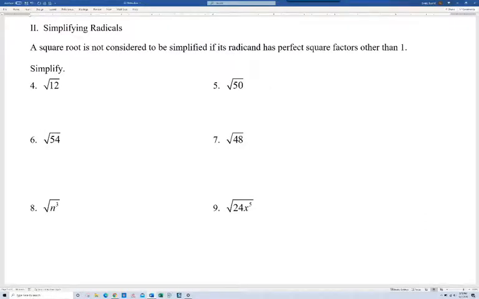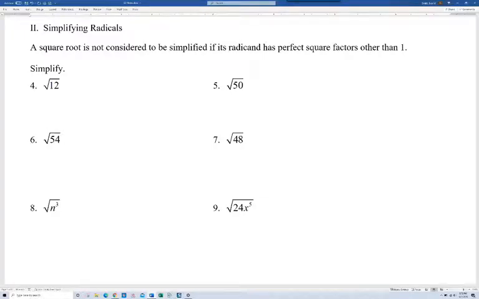So let's talk about simplifying radicals. It says a square root is not considered to be simplified if its radicand has perfect square factors other than 1. So if you look at the square root of 12, for example, this is not a simplified radical because 4 is a perfect square factor of 12. So it's important that we know what our perfect square factors are. We'll look at that in a second.